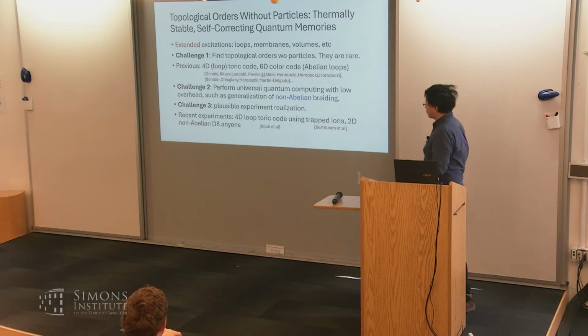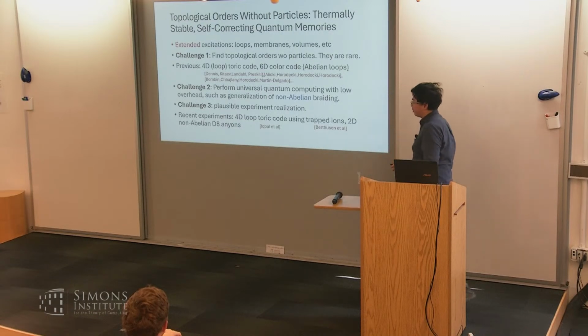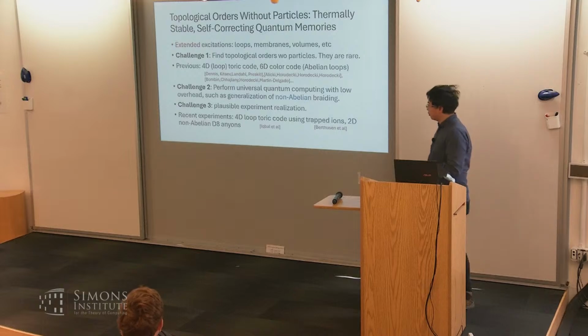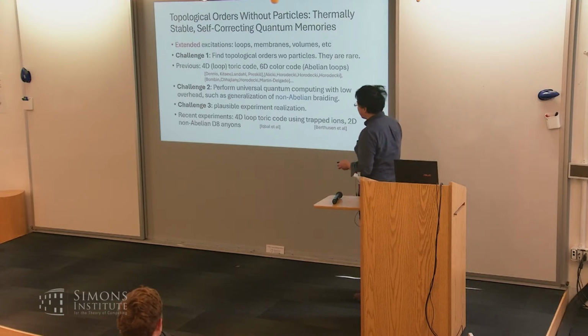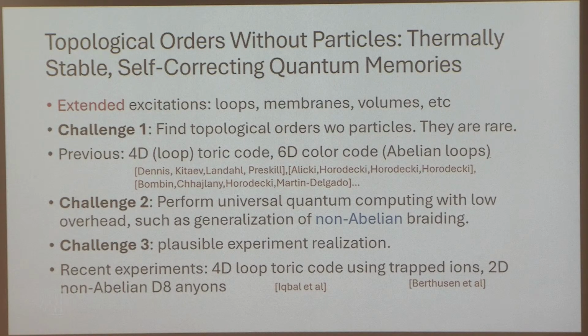Another challenge is that we want to study logical gates in those self-correcting quantum memories. In particular, we want to find a way to construct non-Clifford gates that can be implemented for universal quantum computing. So maybe you want to look for some feature such as non-abelian braiding or non-abelian fusion in the self-correcting quantum memory.